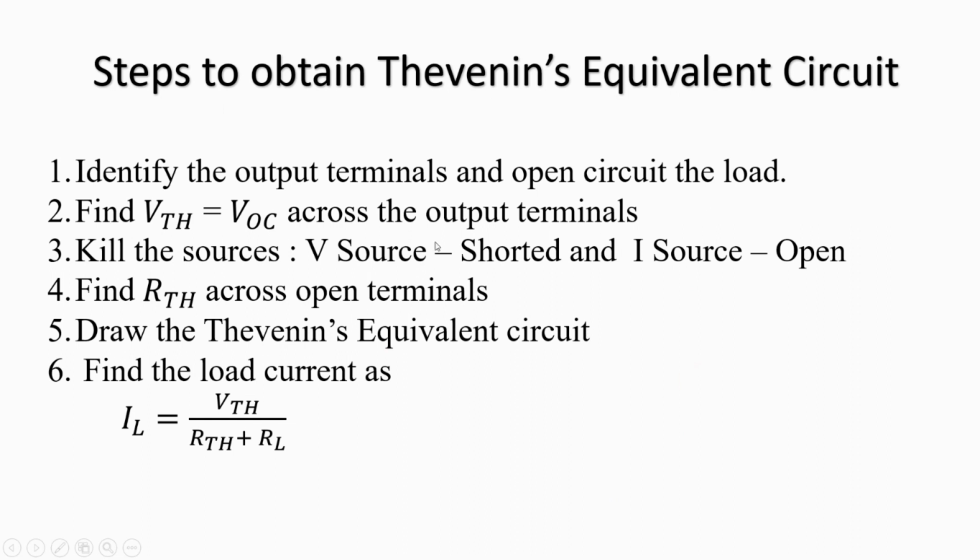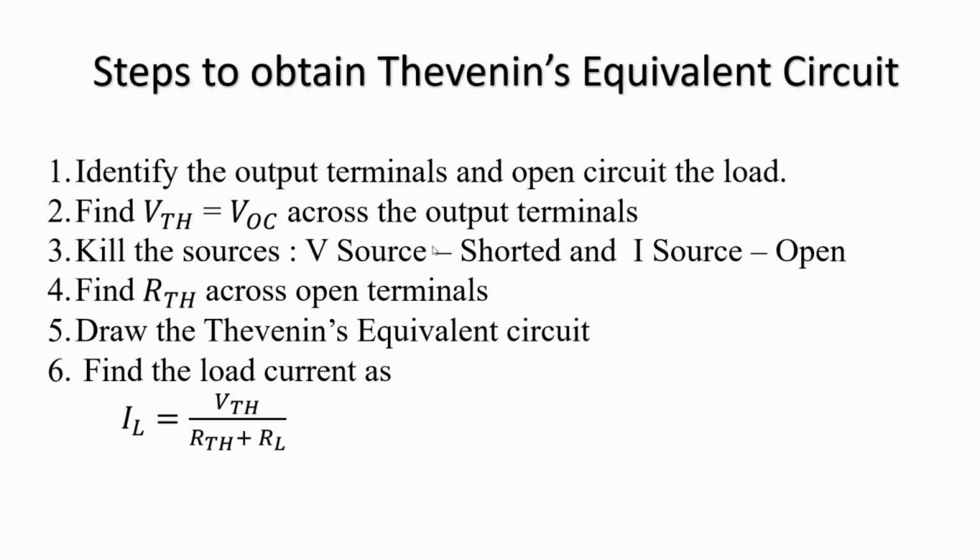So the first step is to identify the output terminals and open circuit the load, that is, remove the load. The second step is to obtain the open circuit voltage. So the load that we just removed across the two terminals, what is the voltage that is going to be available across those two terminals? That is going to be called the Thevenin's voltage.